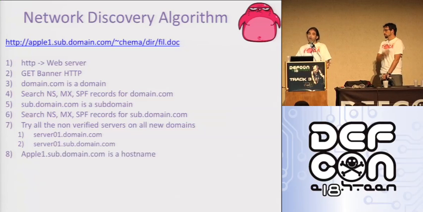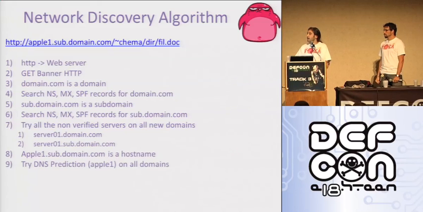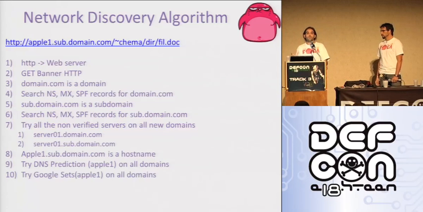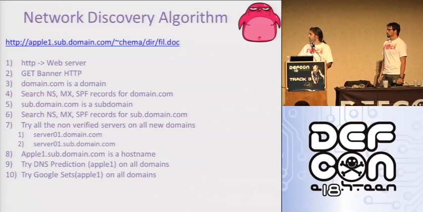Of course, Apple1 is a host name, and Apple1 is the name of a server. So we can try to add DNS prediction, looking for Apple1 to Apple10, and so on. And we can do the same with the Google Sets. We can ask Google for a list of related words to Apple and try to discover more servers.